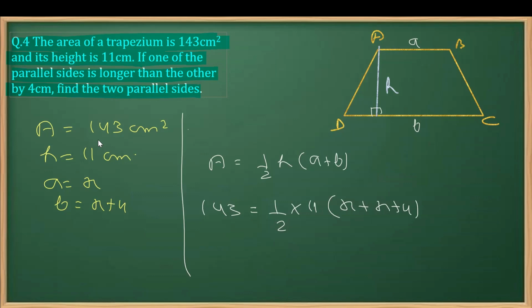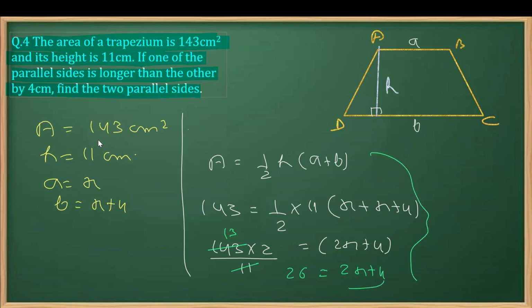Now check, what I'm going to do is transpose this number to the left-hand side. So it's going to be 143 multiplied by 2 and that divided by 11. On the other side, x plus x would give you 2x, then 2x plus 4. This can be reduced. 11 one times is 11, and 11 thirteen times is 143. So 13 into 2, that is 26, is equal to 2x plus 4.